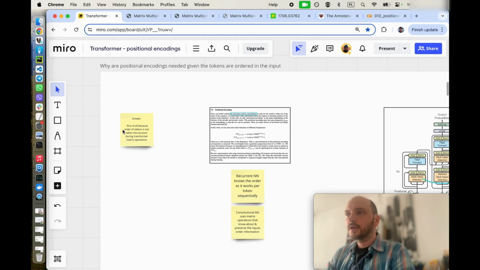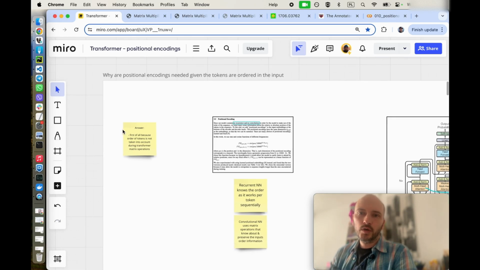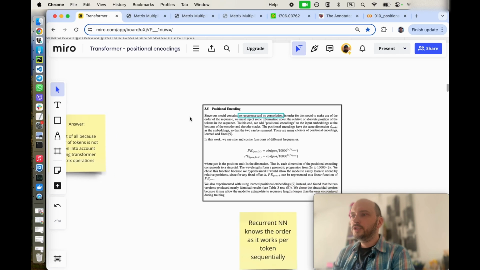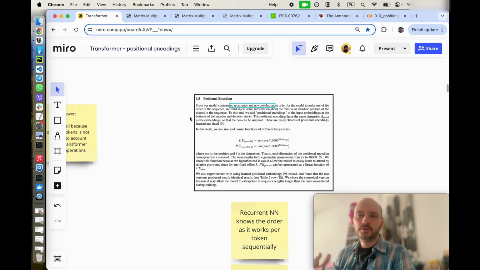Let's move forward. The next question that I was reviewing and analyzing is: why are positional encodings generally needed in the architecture, given that tokens in the input already go in some order? So I was initially thinking, okay, tokens are provided in some order, and the authors say that we need to inject positional information just because it's not stored. But basically it is stored, there is some order of tokens.